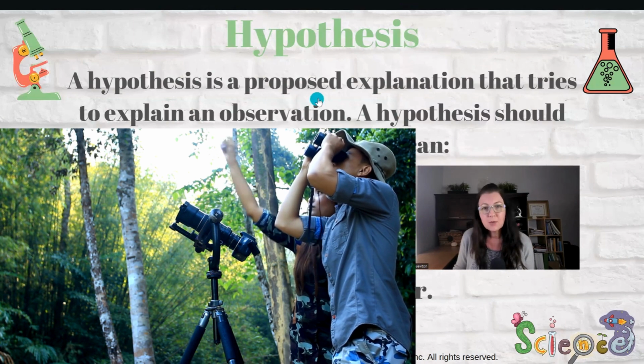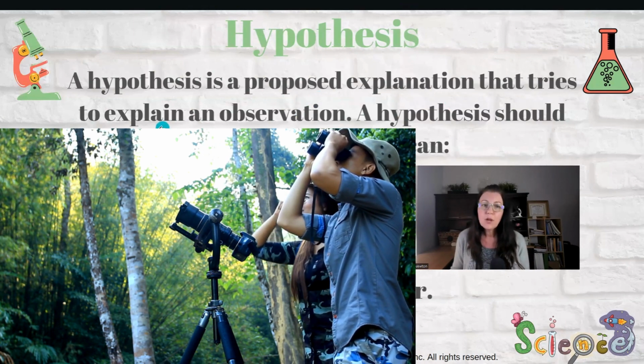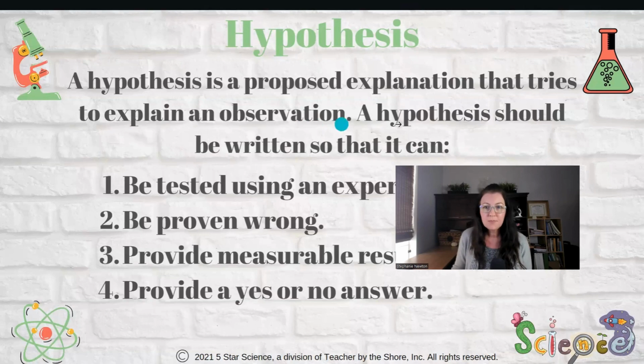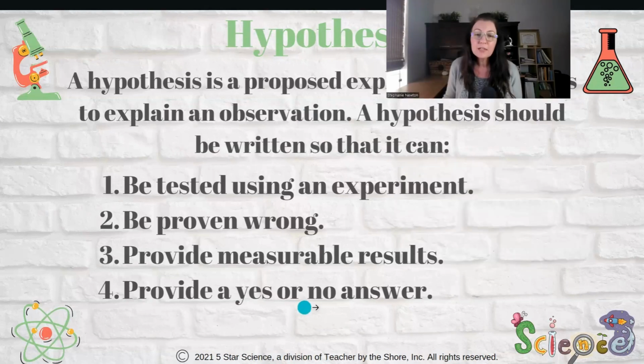So a hypothesis is a proposed explanation that tries to explain an observation. A hypothesis should be written so that it can, I'm just going to start with number 4, so that it can provide a yes or no answer. And we'll talk about that in a minute. The hypothesis should be able to be tested using an experiment. It should be able to be proven wrong. It should provide measurable results, like specific numbers, and provide a yes or no answer.